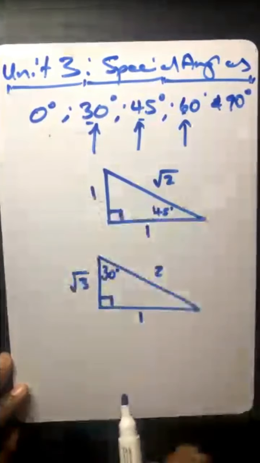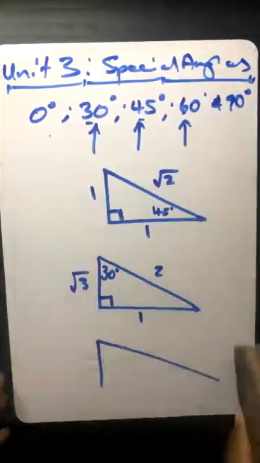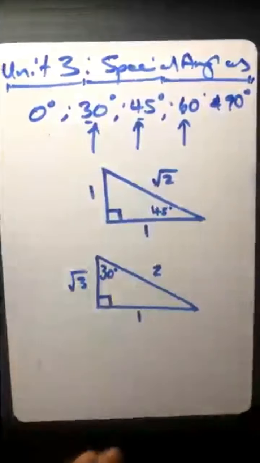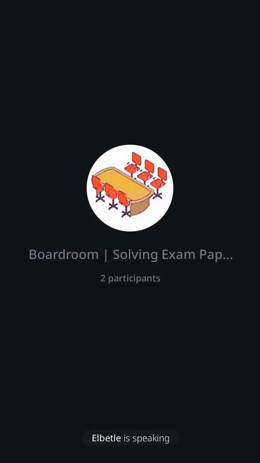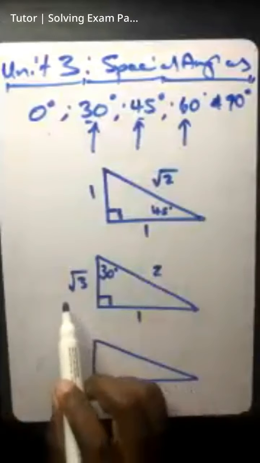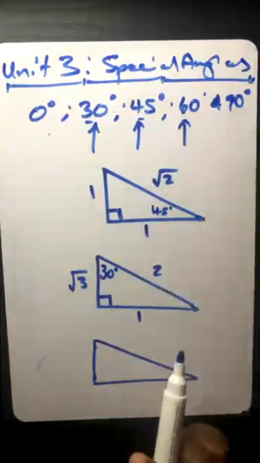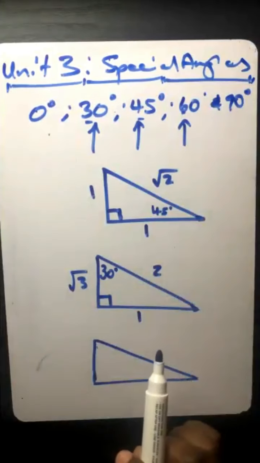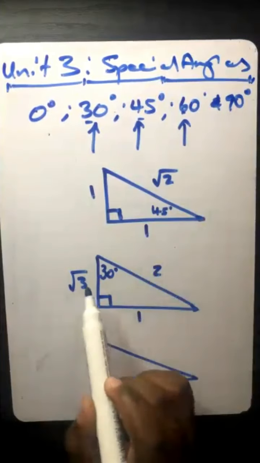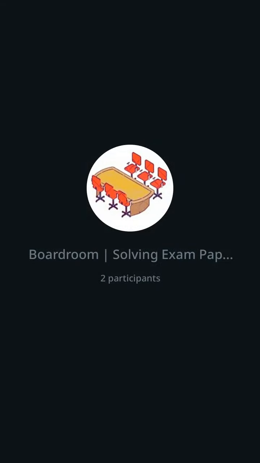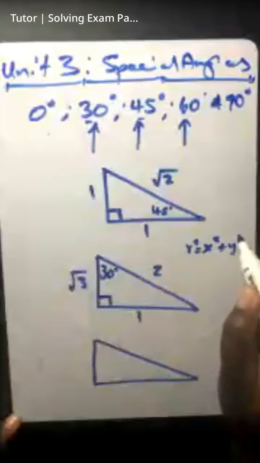Let's now do the one for 60. Let's see. Wait, so how did they get the square root of 3? It's okay. In this case, it's not like they had to do some calculations, but for the sake of answering your question, you remember that we have r squared, which is equal to x squared plus y squared.